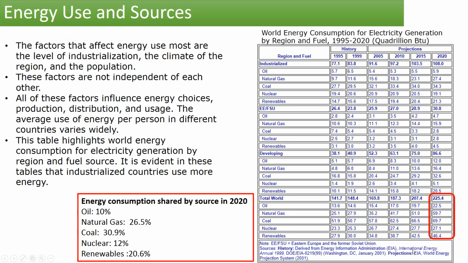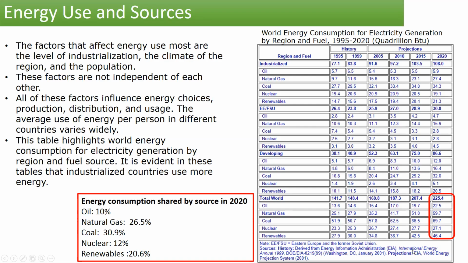So basically the factors that affect energy use most are the level of industrialization, the climate of the region, and the population. So industrialization, climate, and the population are key factors that affect energy use. These factors are not independent, and all of these factors influence energy choices, production, distribution, and usage. The average use of energy per person in different countries varies widely.